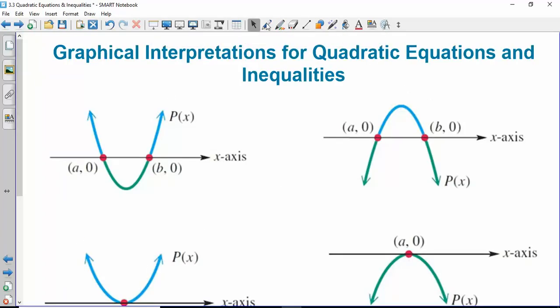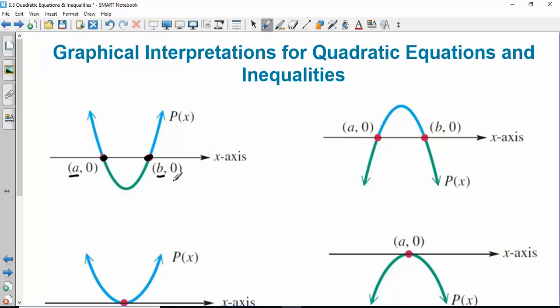Then, essentially, if you were to look at the graph of a quadratic, what we've been solving when it equals 0, you're finding where it hits the x-axis. So in this case, you would find your a and b. Those would have been your solutions. But I could ask you, when is this thing greater than 0 or less than 0, in which case you would be giving me an interval.